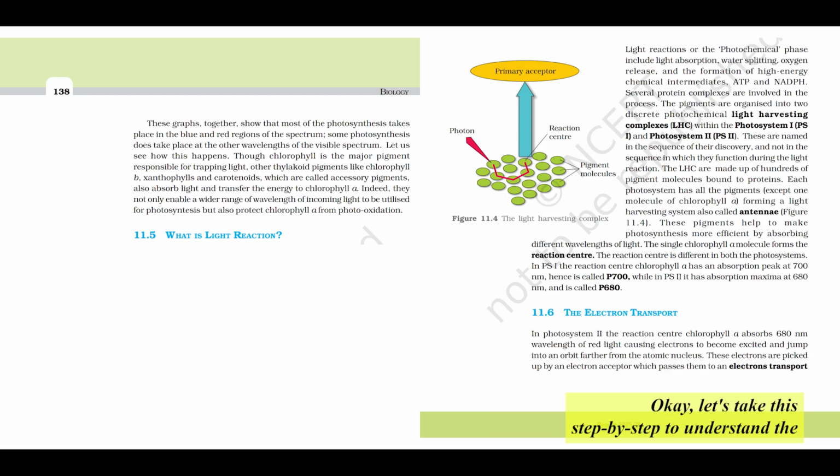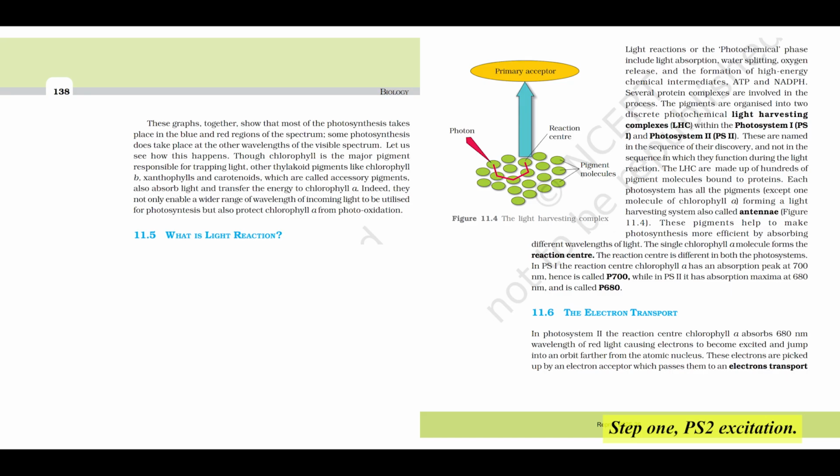Okay, let's take this step by step to understand the flow of electrons, often referred to as the Z scheme. Why Z scheme? Because when you plot the electron carriers according to their redox potential, the pathway looks like a sideways letter Z. It helps visualize the energy changes. This electron transport chain is where light energy is truly transformed into chemical energy.